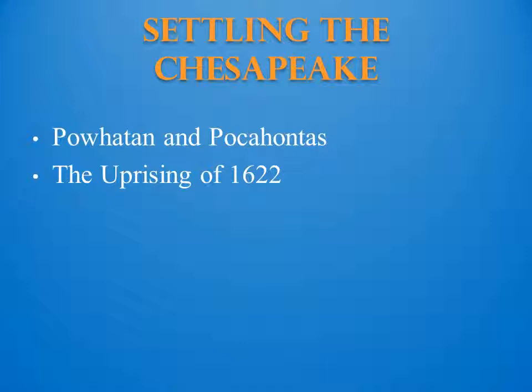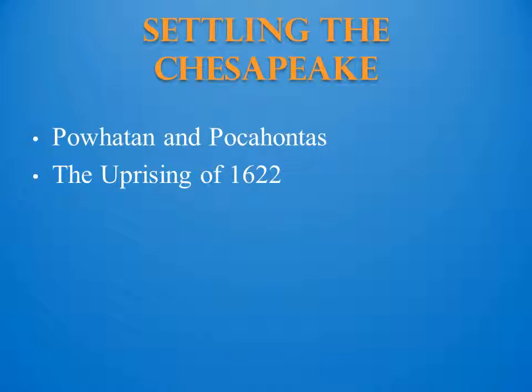Native Americans ruled by Powhatan, or Powhatan, you can hear it pronounced multiple ways, had lived in the area of Virginia that had been colonized by the Jamestown settlers. At first, the English were very dependent upon the Indians for food. They tried to maintain friendly relations with the Indians.